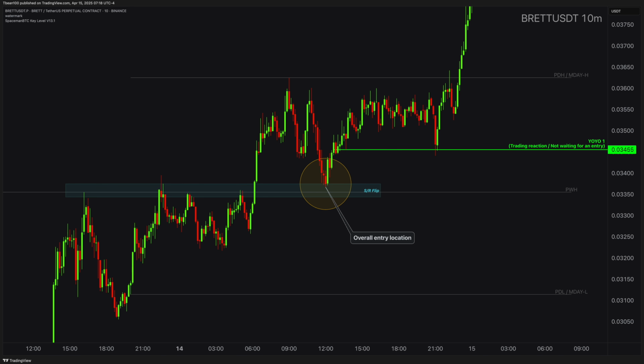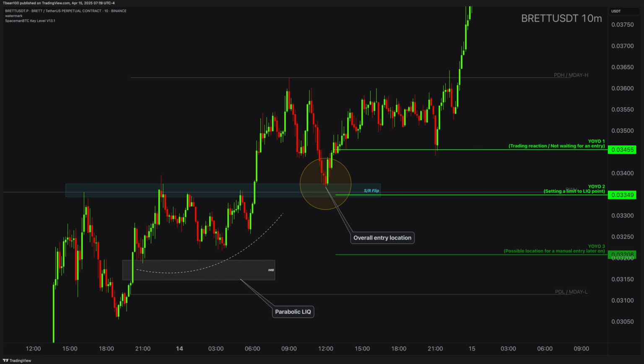Instead, I just used our simple yo-yo to manage this trade. With the right location, I jumped into the trade with the first yo-yo entry. A simple market order, nothing complicated here. Then I placed a limit order right below the liquidity point in case it drops further for an extra liquidity trap. And lastly, I noticed this great fuel location, a combination of parabolic liquidity and imbalance together.